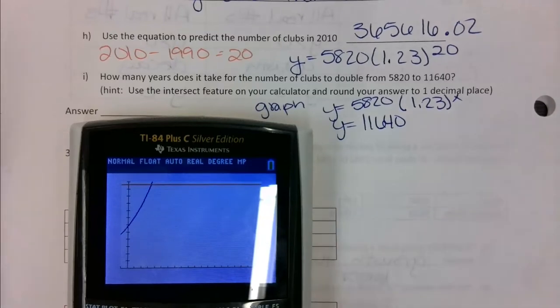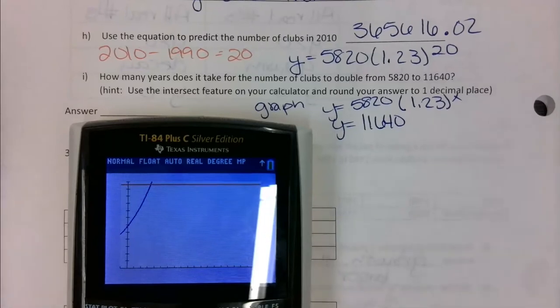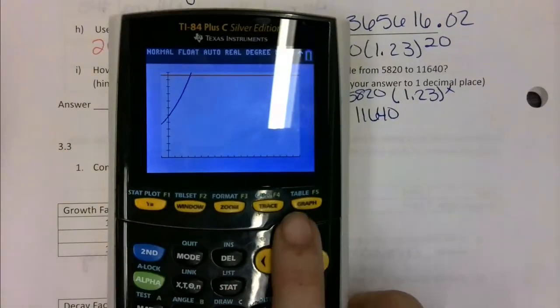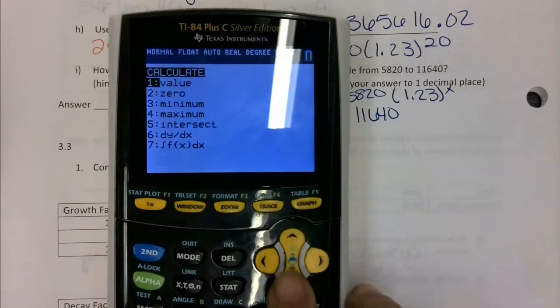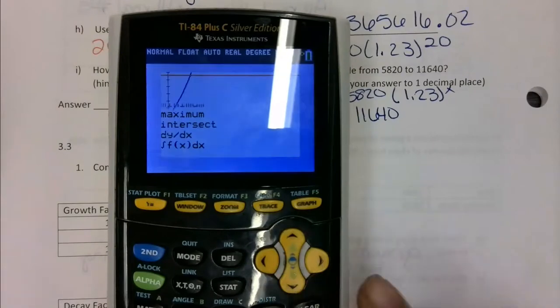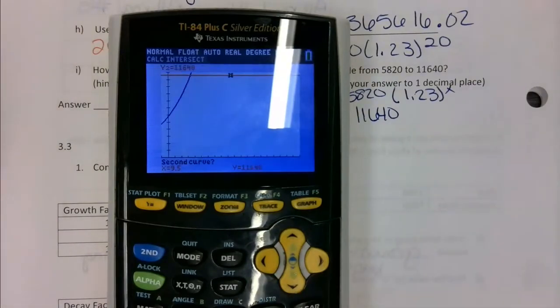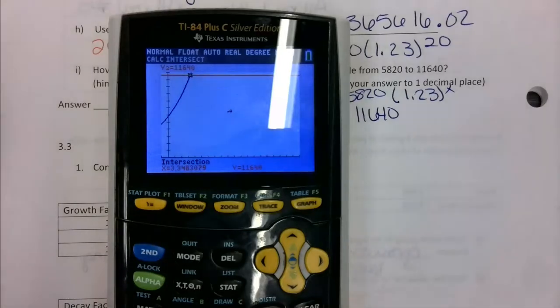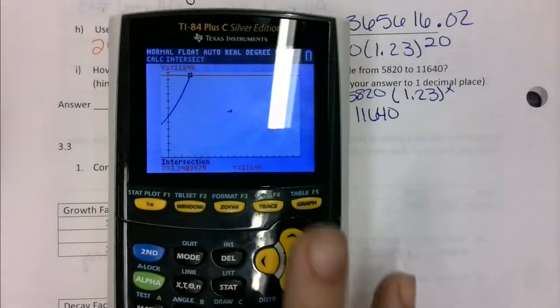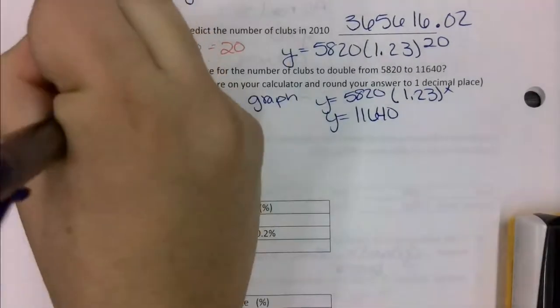Okay, now that it's graphed, I'm going to go second, trace, all the way down to intersect, because I want to see where they cross. I press enter 3 times, so blue, red, guess, and then, what is that on my screen? Anyways, my answer is 3.3 years.